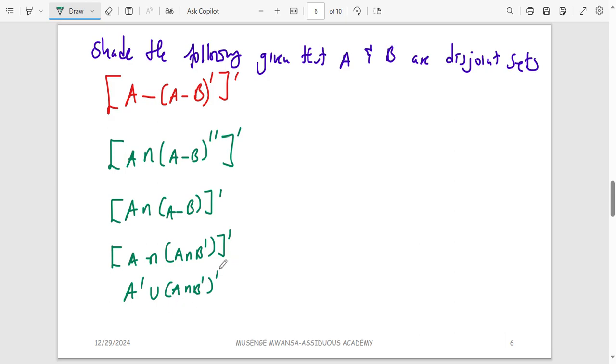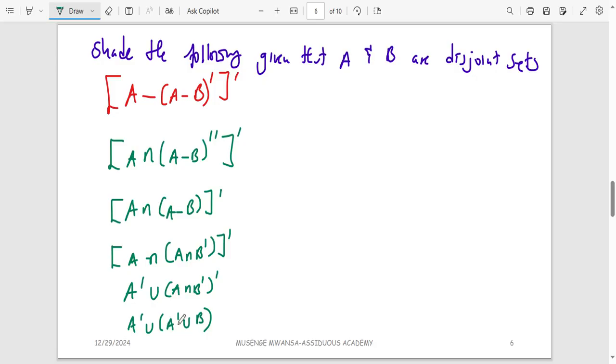Furthermore, I'll distribute this complement which is inside to these two terms which are inside here. So it becomes A complement union, it will become A complement. Remember the sign here also changes. The B will carry another complement. So complement complement, that will just be a B, right? So I'm now going to close, right?